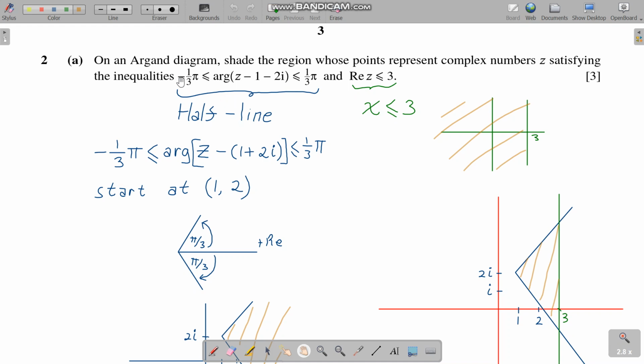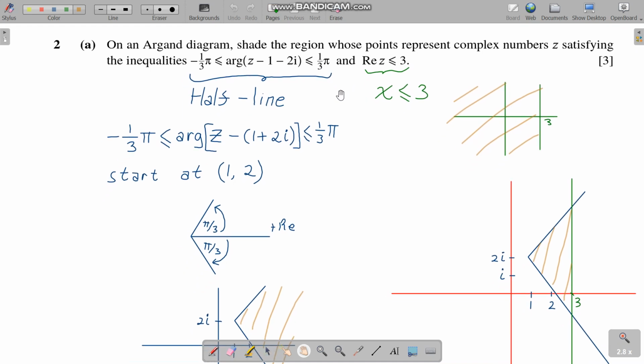Everyone, this question is about complex numbers. On an Argand diagram, shade the region satisfying the argument of something is between this angle and that angle. This is a half line.